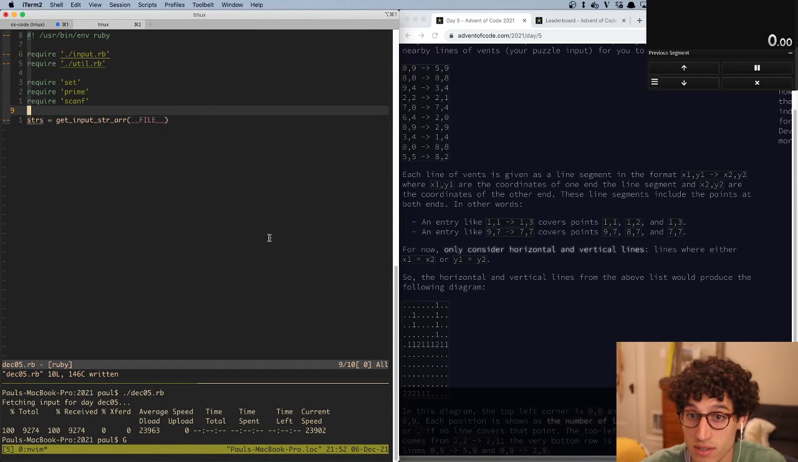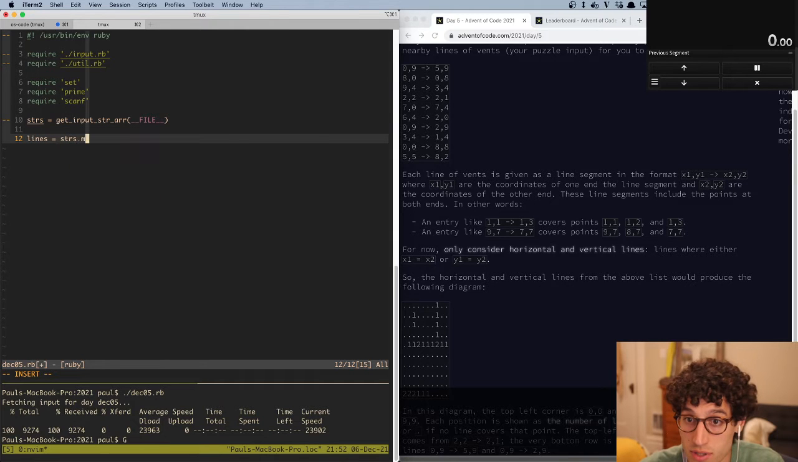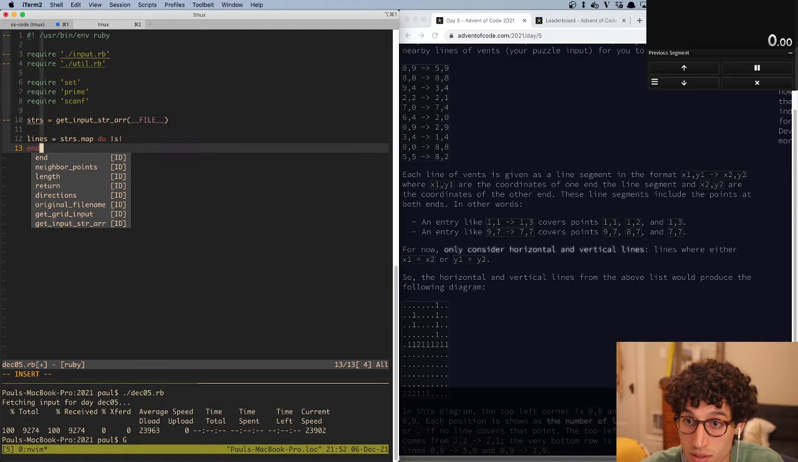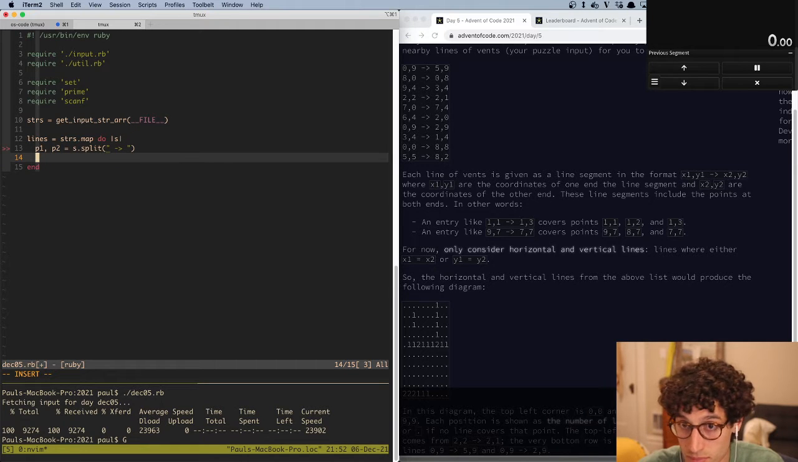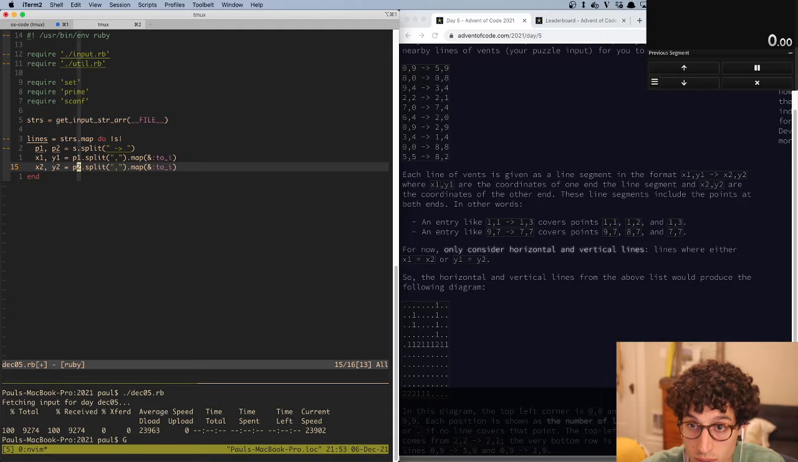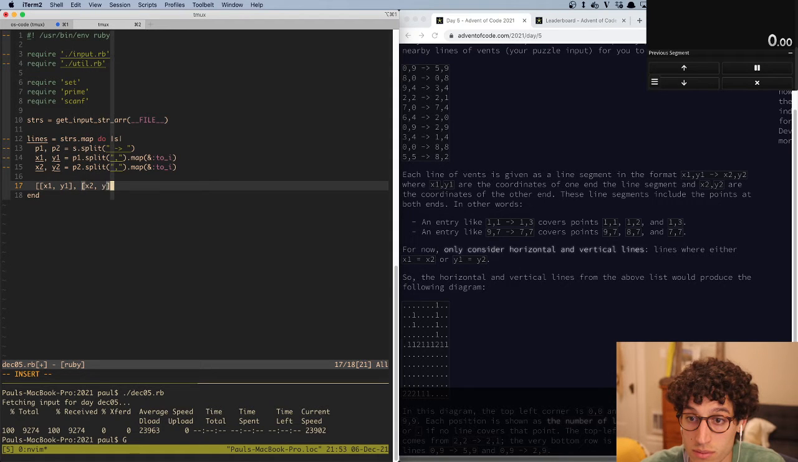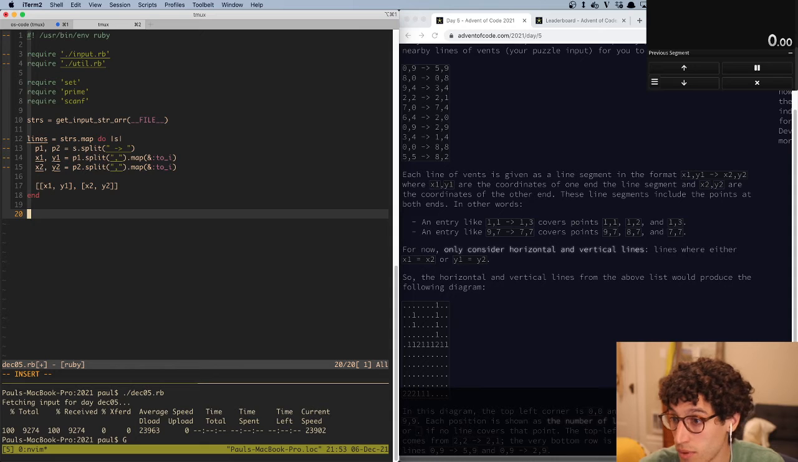Only consider horizontal lines. lines = strs.map do |s| s.split, p1, p2, x1, y1 = p1.split to i, x1, y1, x2, y2.